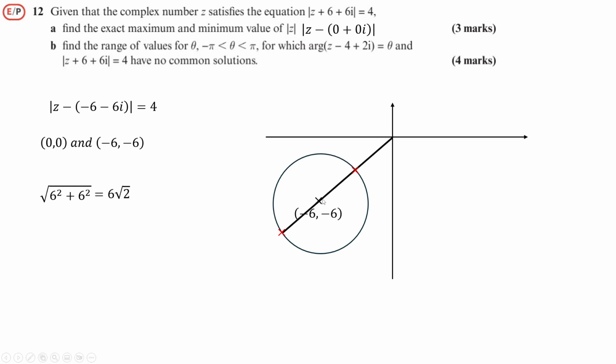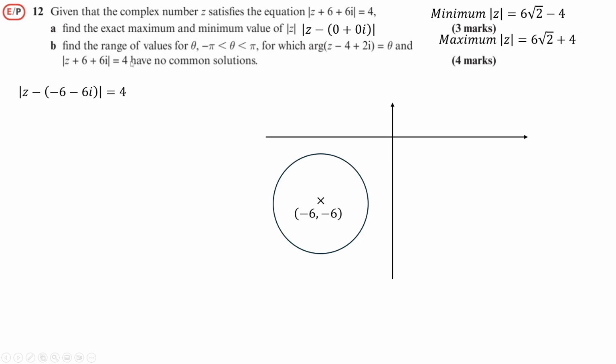And then imagine if we subtract the radius, so 6 root 2 take away 4, you'll get this length here, which is the remaining length, and that's just going to be the minimum value. Okay, now the maximum value is going to be all the way over here. So if this length here is 6 root 2, we can do 6 root 2 plus an extra 4 for the radius. That's going to be the maximum value.